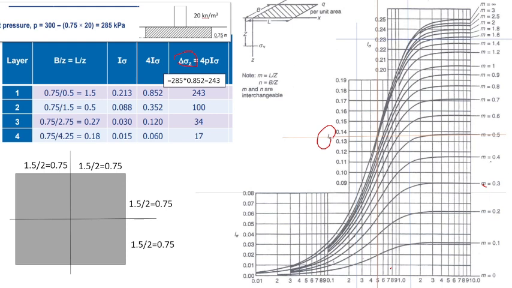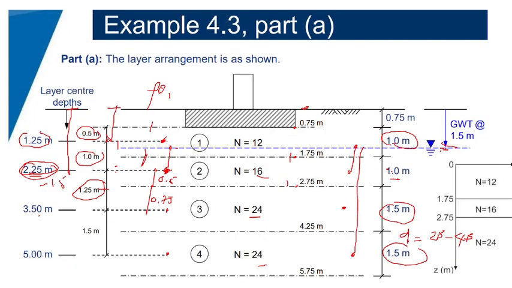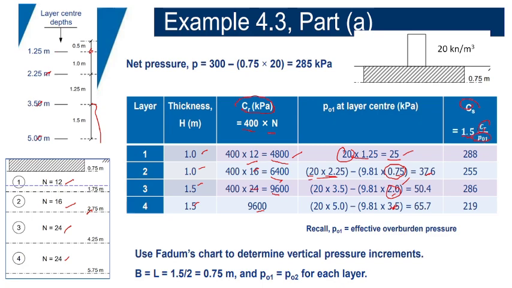while M is equal to L over Z. L is in this side, B is in this side. In this case, B and L are the same, so it's the same 0.75. And then Z here is 0.5. This one is Z, at the center, which is 0.5. At the center of the layer, coming from the bottom of the footing, 0.5.